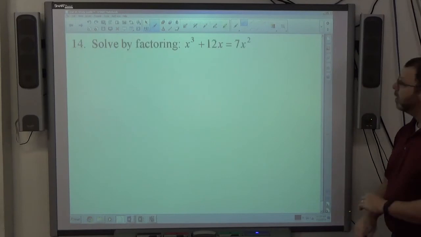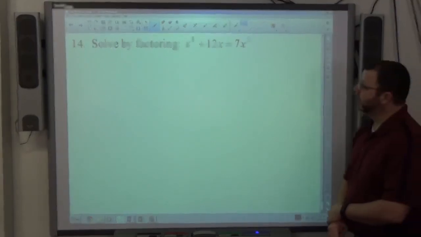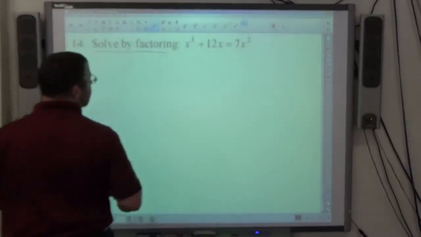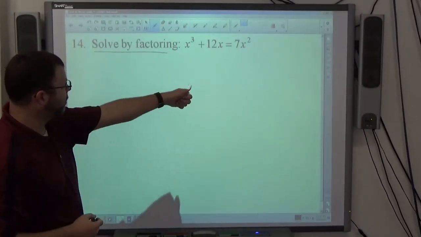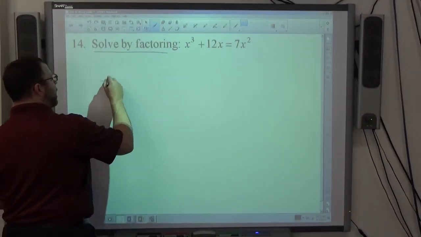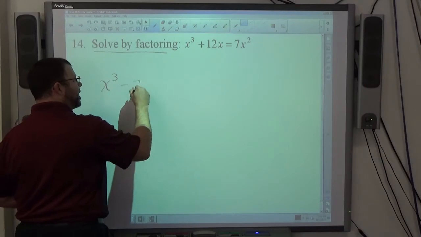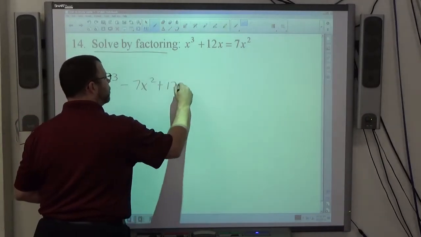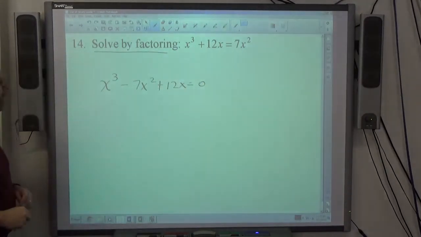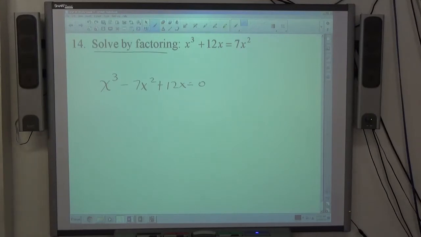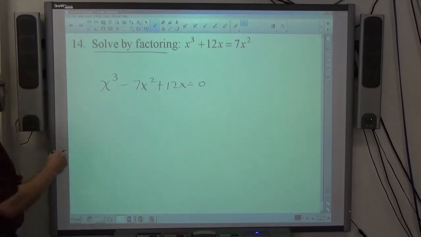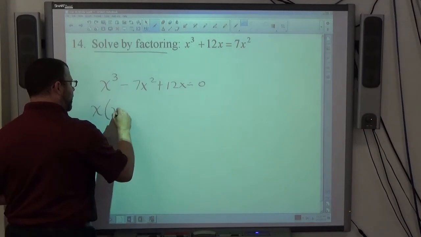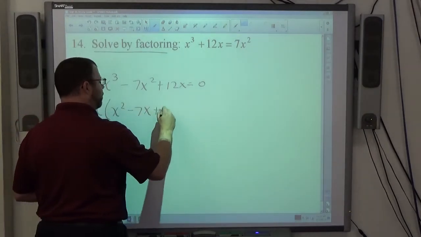So solve by factoring. If I'm going to solve by factoring, I want to first of all get it equal to 0. So I'm going to move the 7x squared over to the left. x cubed minus 7x squared plus 12x equals 0. Okay, it's going to be a cubic function on the test, so a common factor of x is there. Take x out, I got x squared minus 7x plus 12 left over.